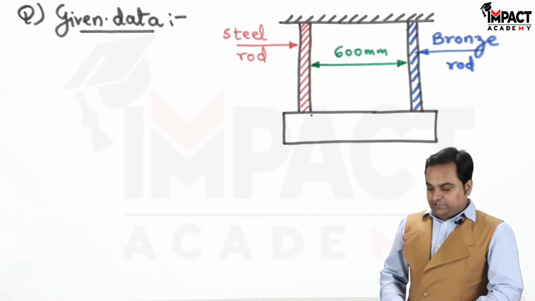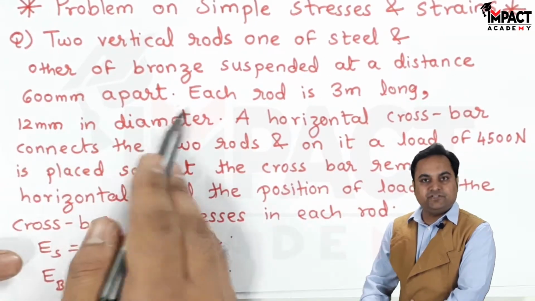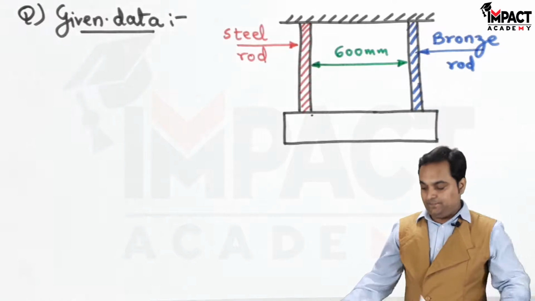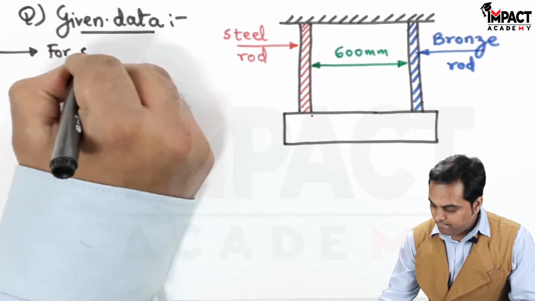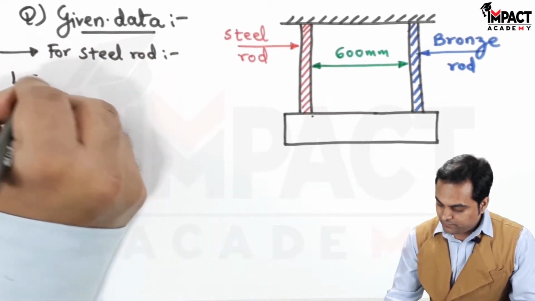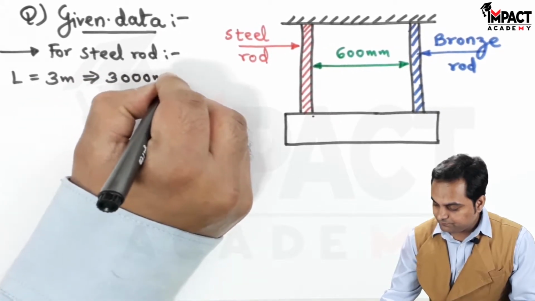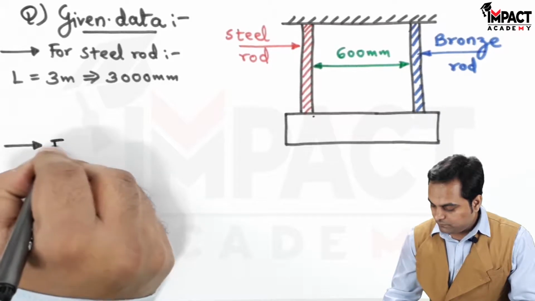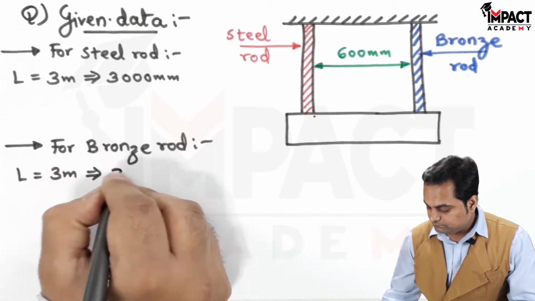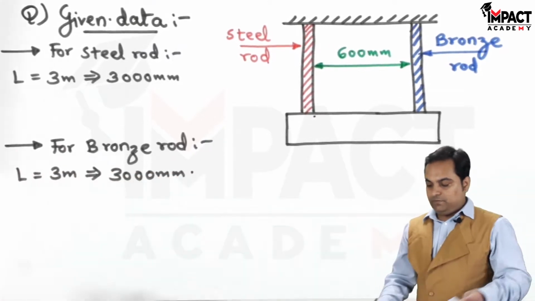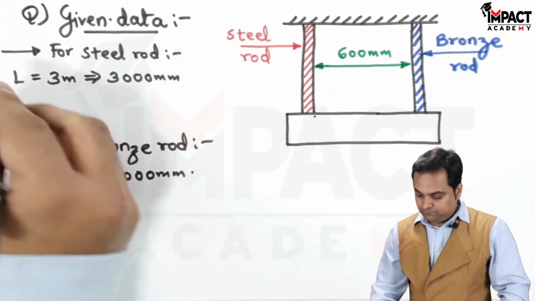So here in the question it is given that two vertical rods, one of steel and other of bronze, are suspended at a distance 600 mm apart. I have shown it on the diagram. Then each rod is 3 meter long. For steel rod the length is 3 meter, it is 3000 mm. Similarly, for bronze rod, the length is same. 12 mm in diameter, so area would also be same.